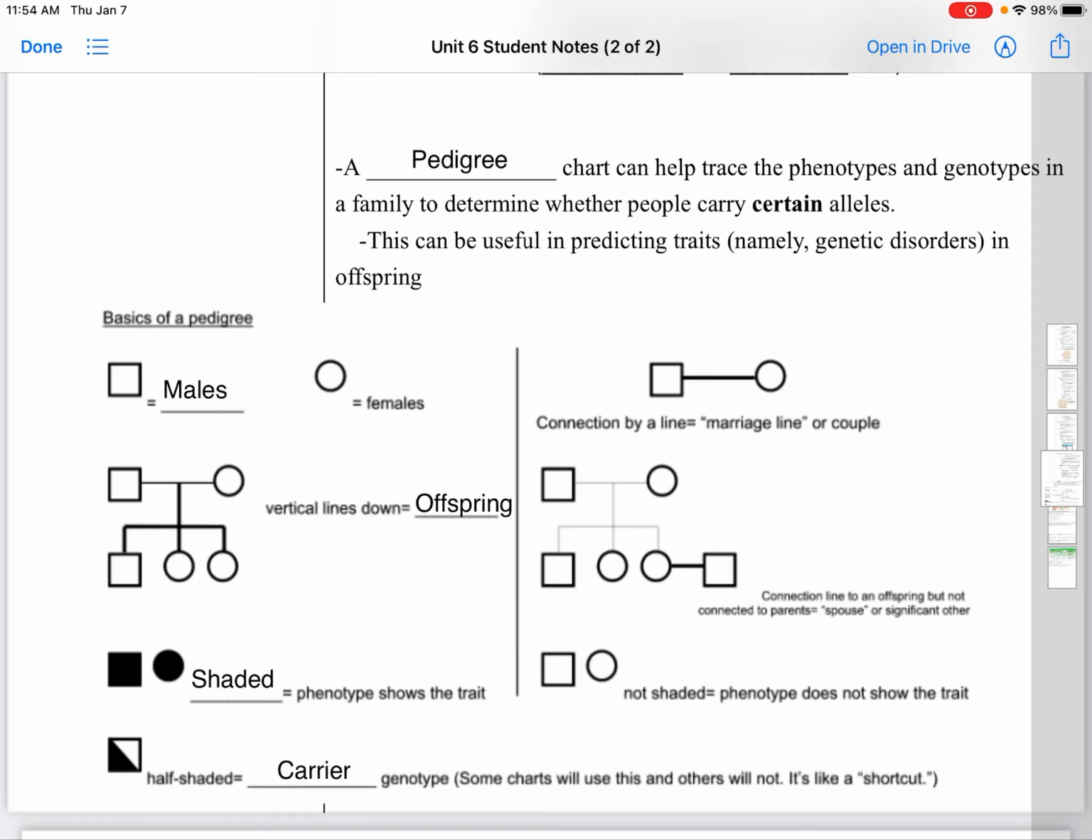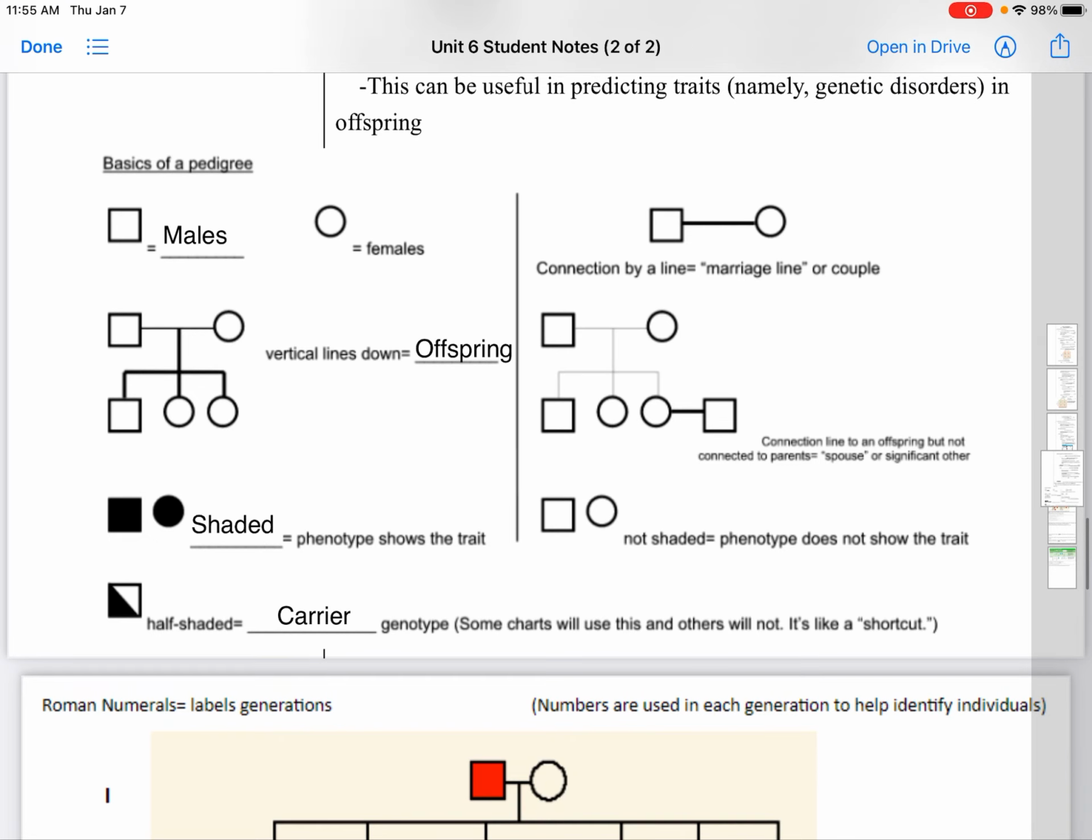This can help a family determine whether people carry certain alleles. So even if you didn't have the allele pairs or the genotype for relatives, you can figure it out if you know some certain key things about what they look like or what their traits were like, or if they had a genetic disorder. So a pedigree is really awesome. It's a really useful tool. We're going to do several activities with pedigrees. And they're really useful because they can help predict traits, namely genetic disorders in offspring. So these are pedigrees. Now let's talk about some basics.